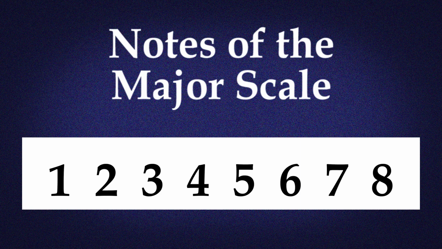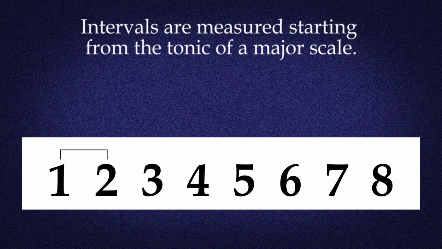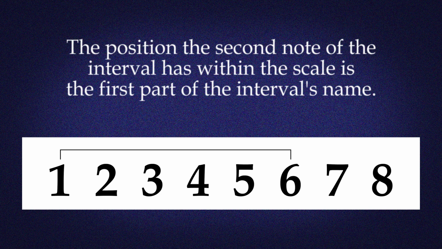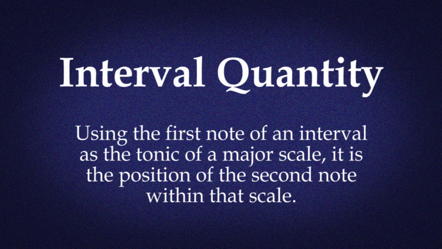We're going to start by simply numbering the notes of the major scale. Every interval will be measured from the tonic of a major scale. Whatever the first note is, we will use that major scale. The position the second note has within the scale is the first part of the name for that interval. This is called the interval's quantity.